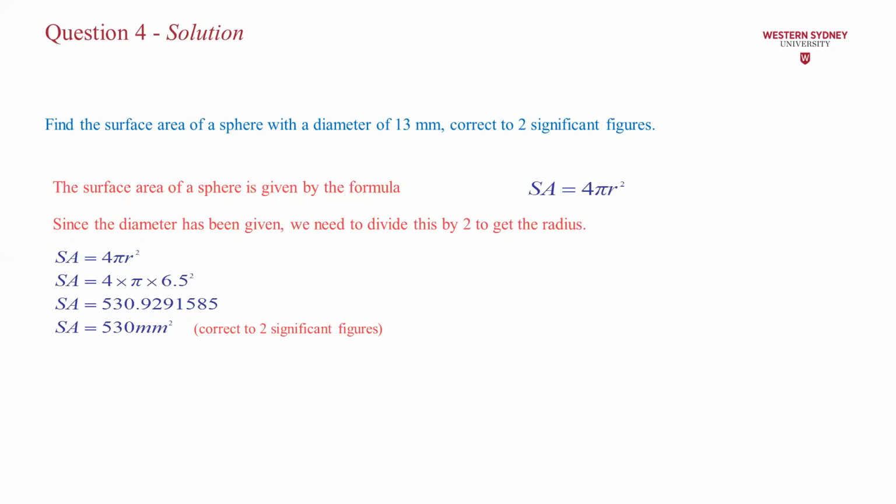Then round it off to 2 significant figures. Again, take the first 2 non-zero digits from the left-hand side, which is a 5 and a 3, and then add zeros until you reach the decimal point. So you have 530 square millimetres. Remember, surface area is in square units.